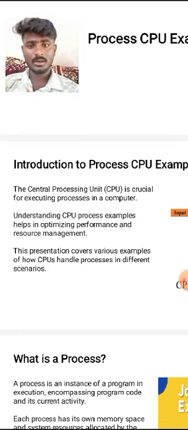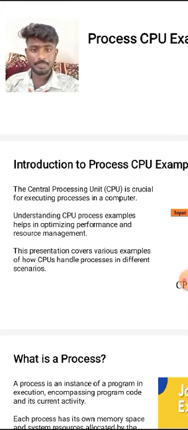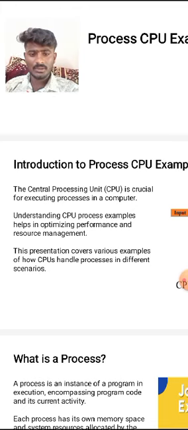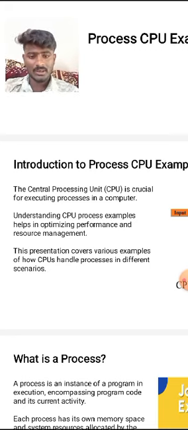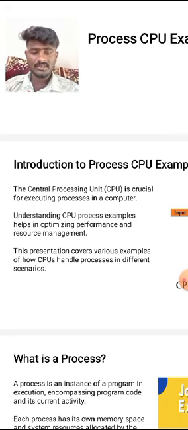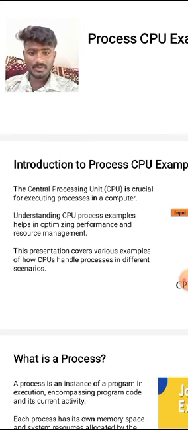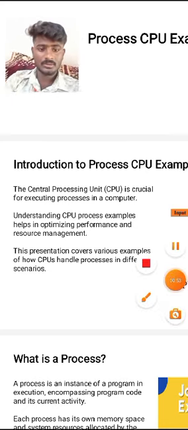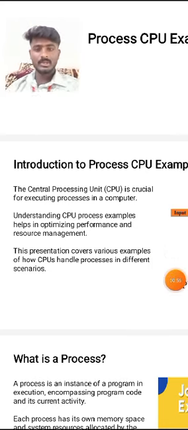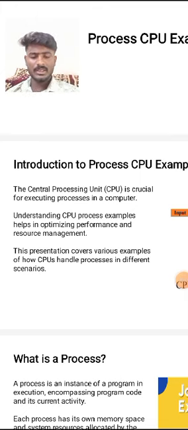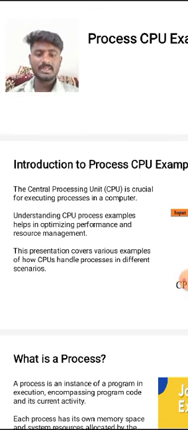The central processing unit, CPU, is crucial for executing processes in a computer. Understanding CPU process examples helps in optimizing performance and resource management. This presentation covers various examples of how the CPU handles processes in different scenarios.